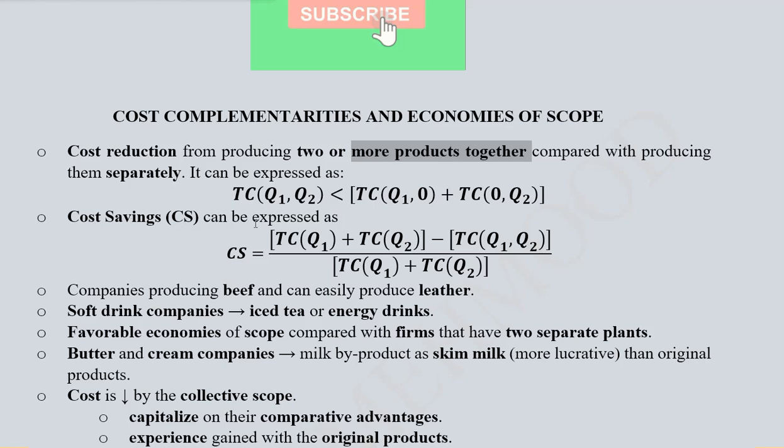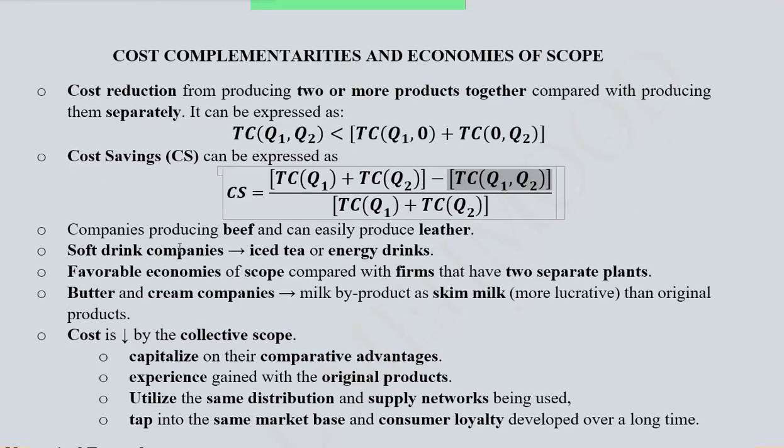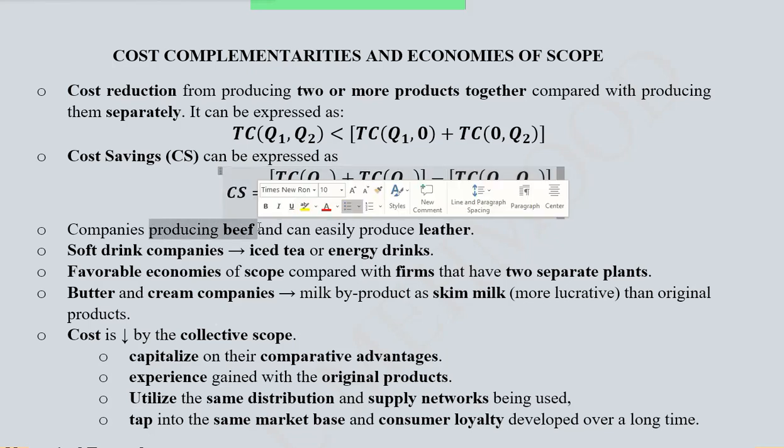Cost savings can also be found, and for that it is simply the percentage formula where we take the total cost of producing the goods separately minus the total cost of producing the goods combined, divided by the total cost of producing the two goods separately. So it shows how much additional cost arises when we produce them separately instead of producing them in a combined way. So these are the two major formulas. We go ahead with a few points of discussion regarding this concept.